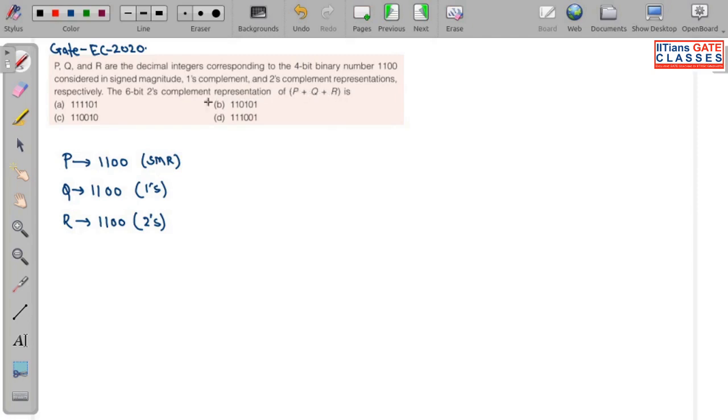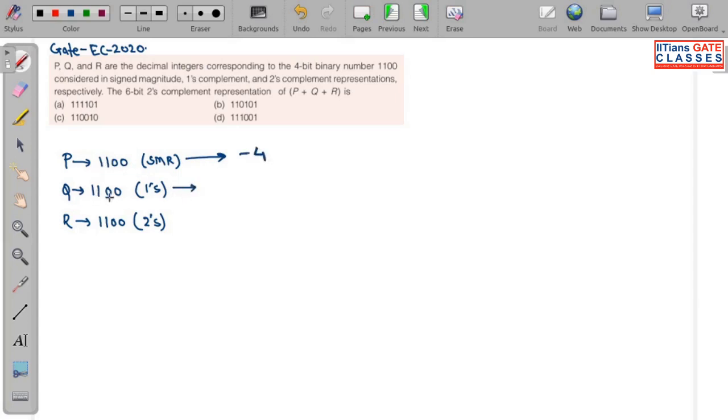Okay, fine. So this is given in sign magnitude representation. If I want to write it, what is the equivalent number in decimal of this P? It is -4.